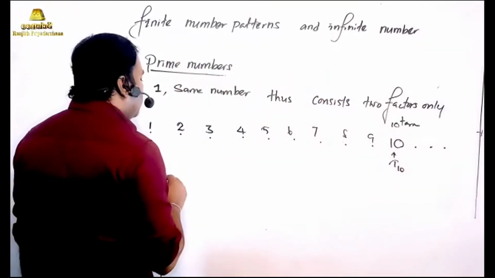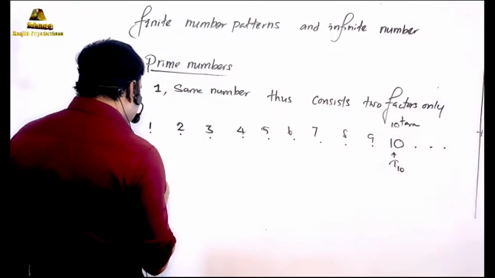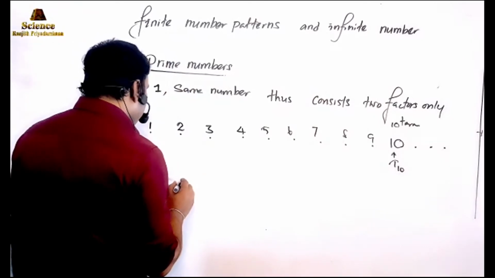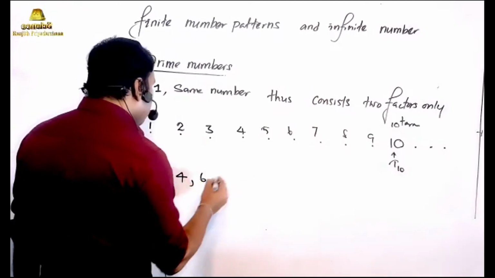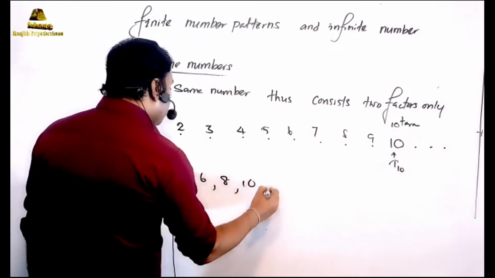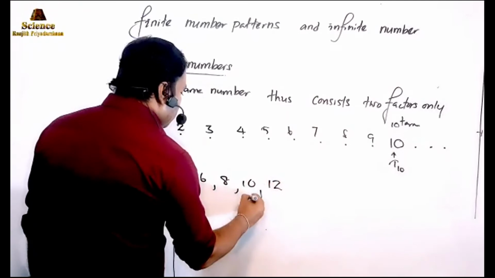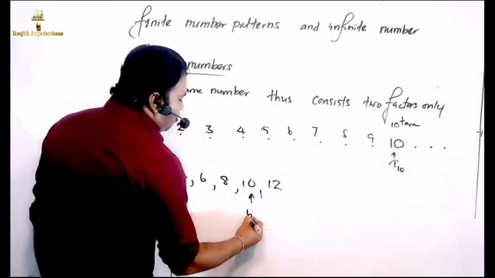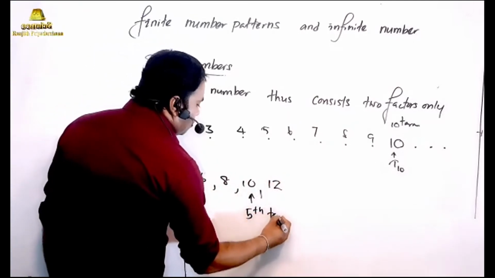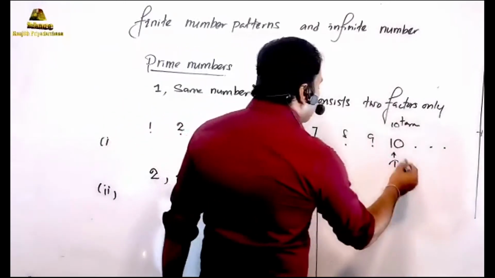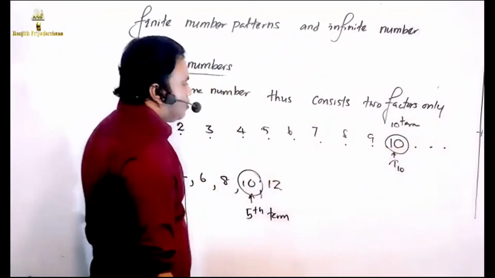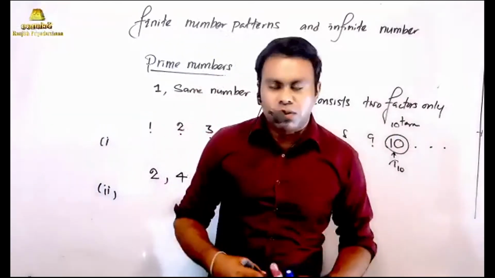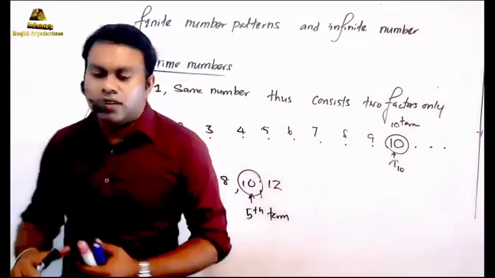But when you write a number pattern like this, 2, 4, 6, now you know the pattern, 8, 10, 12. Look at this. So this is the 5th term, and here is the 10th term. So the 5th term and the 10th term may be equal. Two terms like this can be equal. It must be equal. Okay?